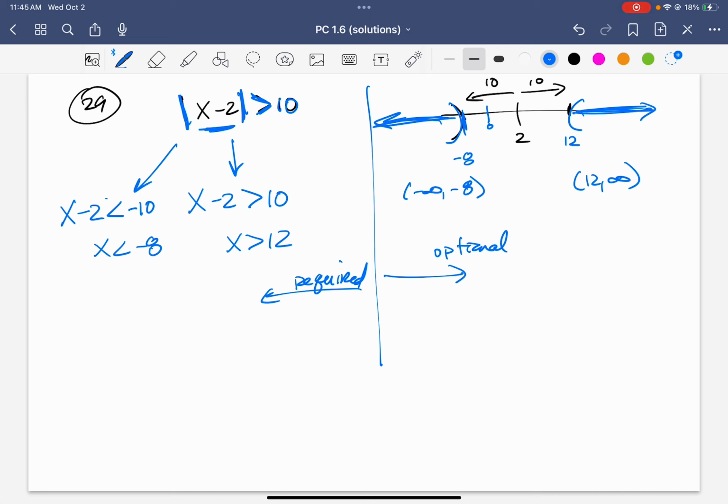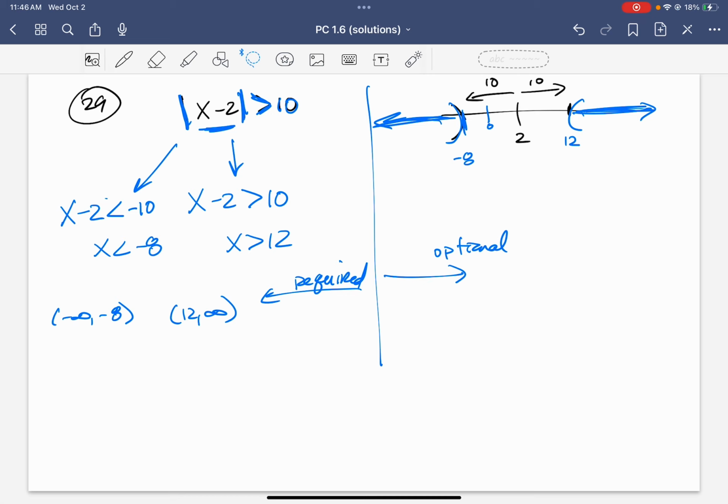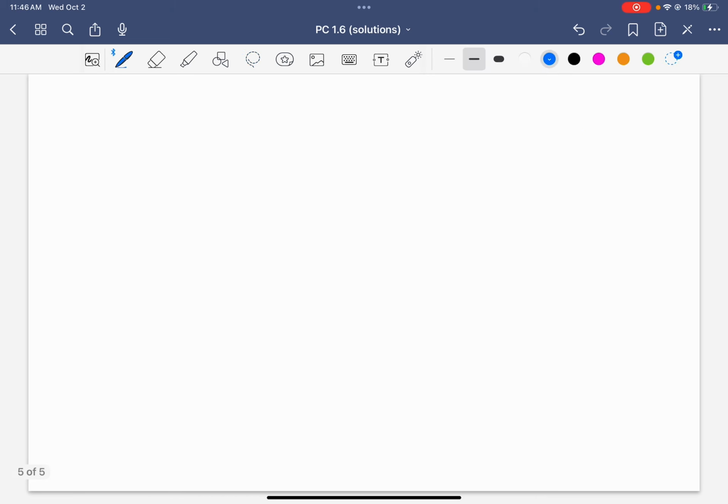All right, so now what does that mean? If x is less than negative 8, again, we would write it in this way. If x is greater than 12, we'd write it this way, and then maybe you put a union between it. All right, so that's 29. Let's do the last one, number 31, and maybe I get to chill for a second before class.